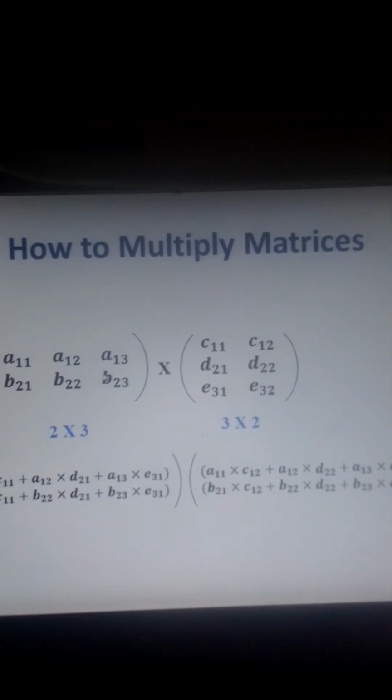Let us look at an example of how we can multiply two matrices. This one is a 2 by 3 matrix, 2 rows, 3 columns. This is a 3 by 2 matrix, 3 rows, 2 columns. Okay, let's start. First row times first column: 3 times 6, plus 4 times 2, plus 5 times 0.